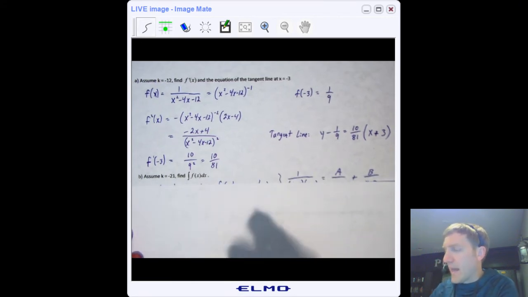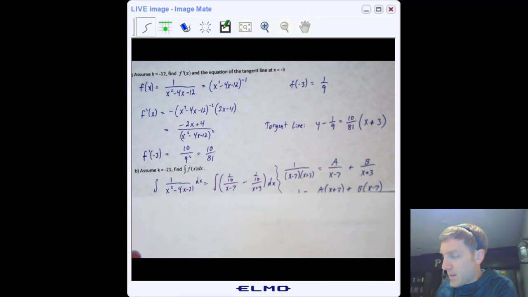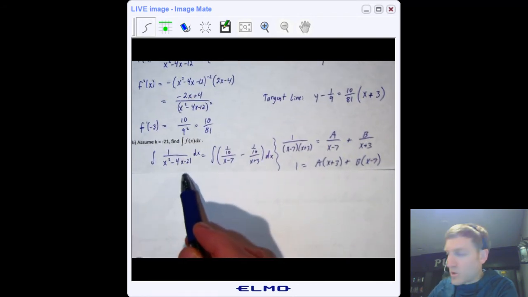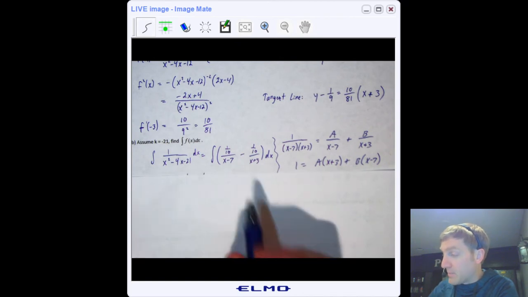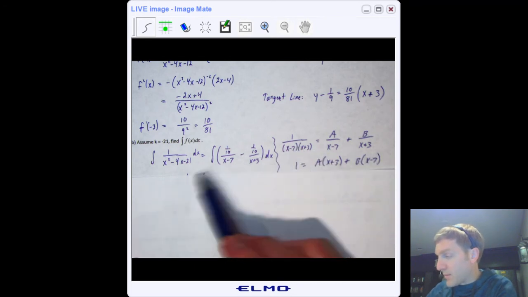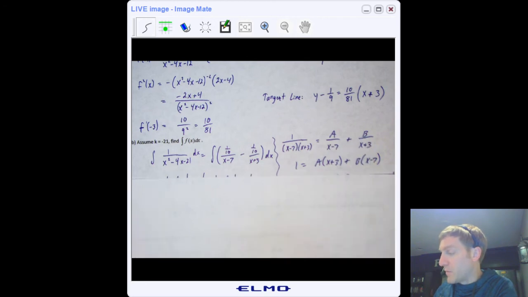B, assuming k is negative 21, find the integral of f of x dx. Okay, so this integral becomes 1 over x squared minus 4x minus 21, which we need to write in partial fraction expansion form. So that's what I'm going to do on the side here. I'm going to factor this as x minus 7, x plus 3. So it'll be a over x minus 7 plus b over x plus 3.